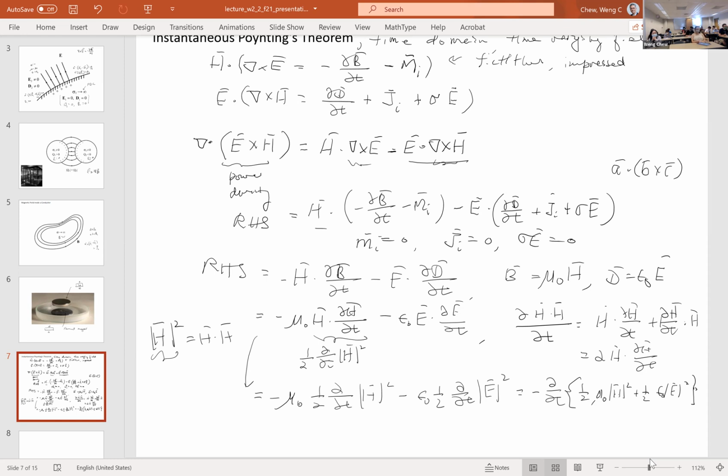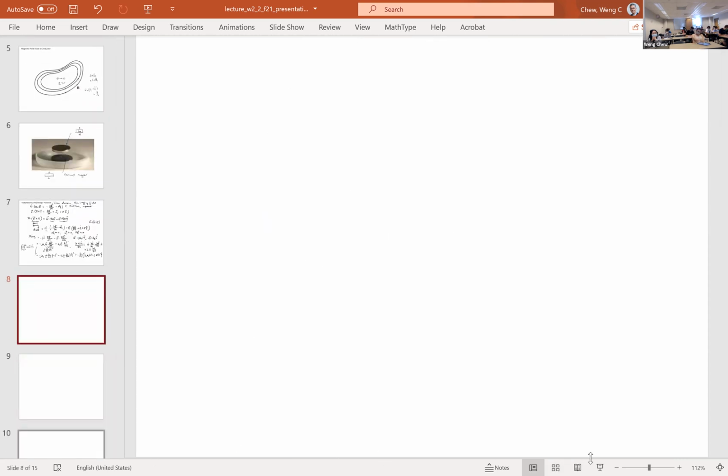You have now a very nice law, a nice theorem. The theorem will say that divergence of E cross H is equal to minus partial t of half mu naught H squared plus half epsilon naught E squared.